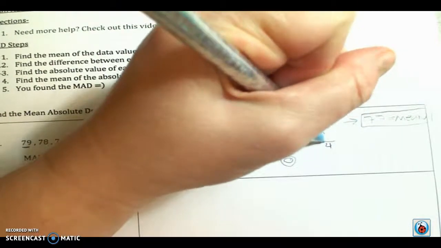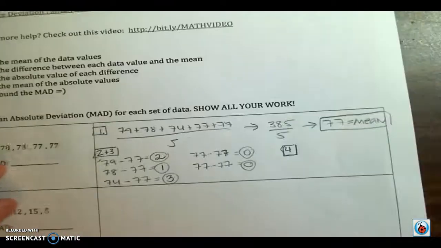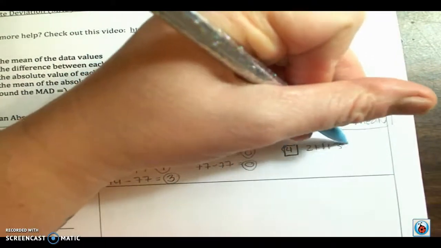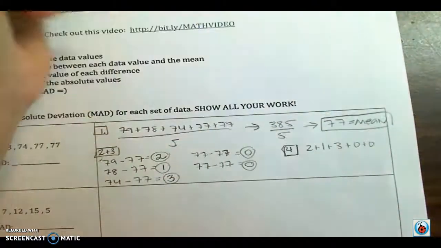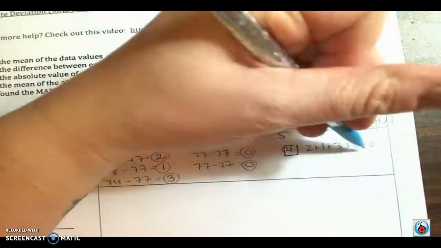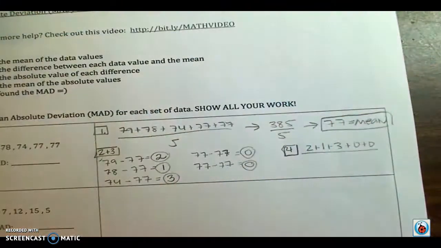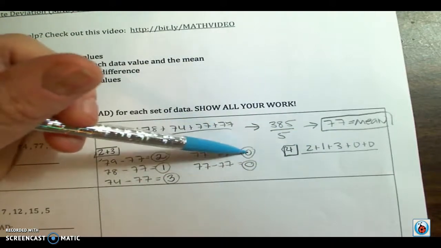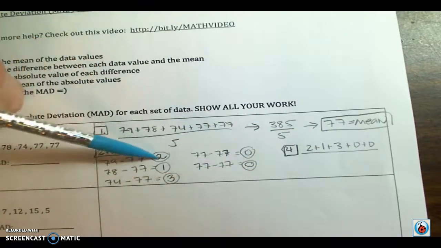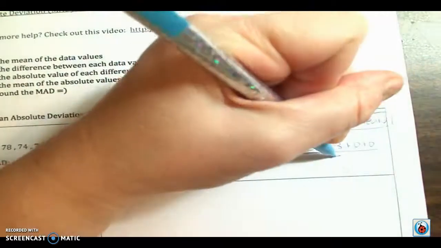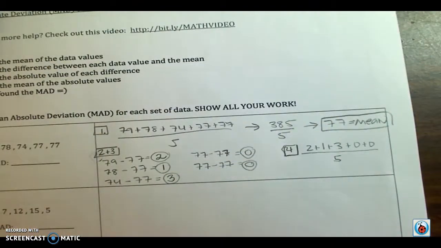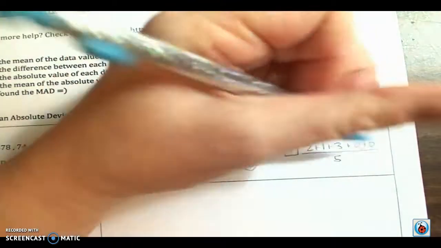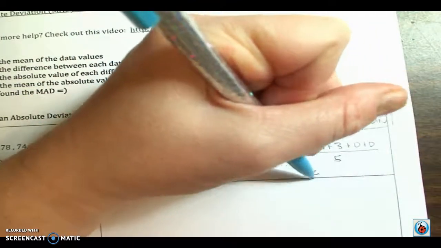So this is step 4. I'm going to do 2 plus 1 plus 3 plus 0 plus 0. Now, obviously, you don't have to enter that into your calculator because we had 0. It doesn't matter, but we do need to count them because they are data points. So we still need to count 1, 2, 3, 4, 5. We still need to divide by 5. So 2 plus 1 is 3, plus 3 is 6. So I get 6 over 5.